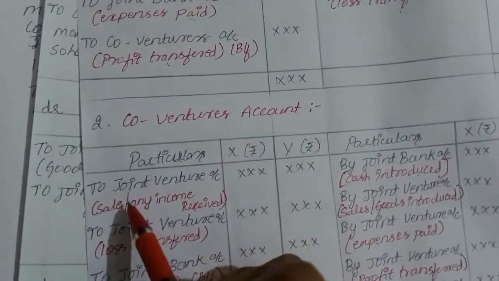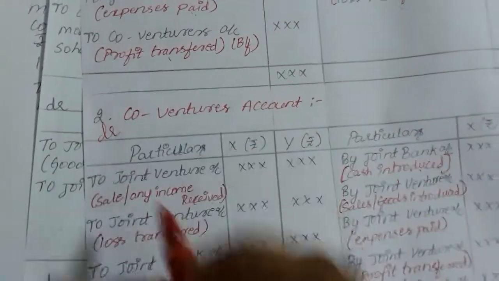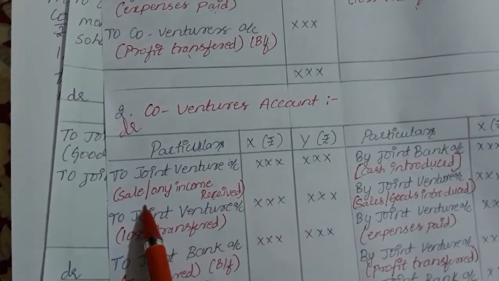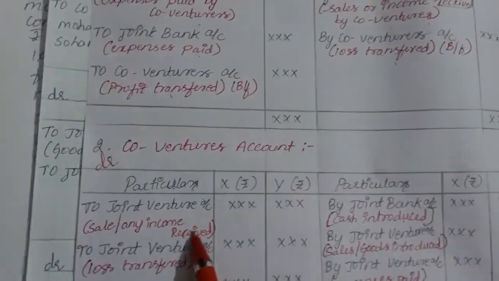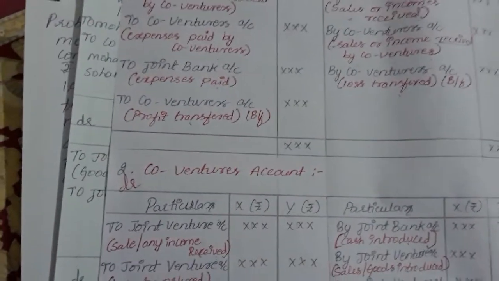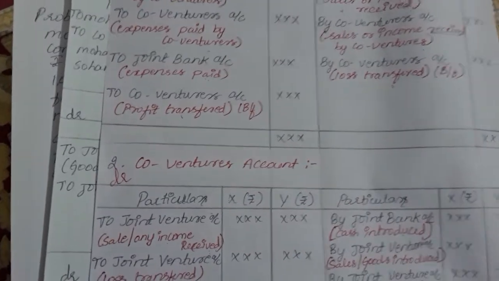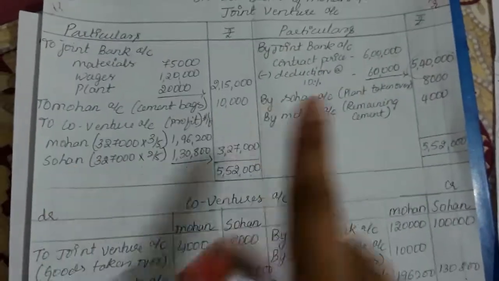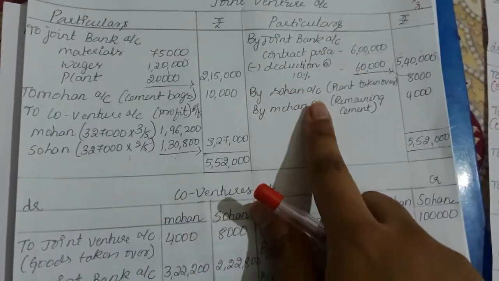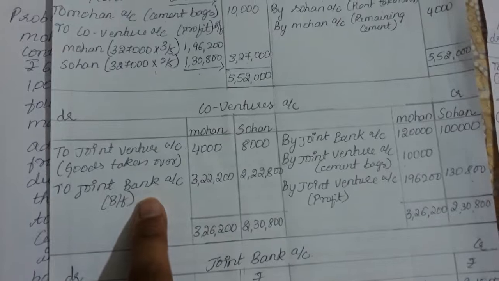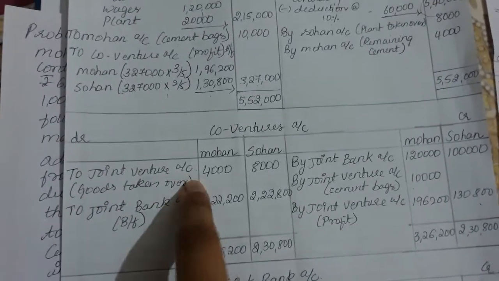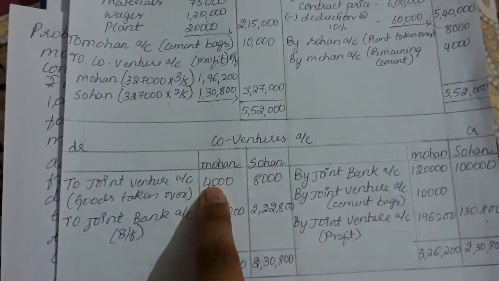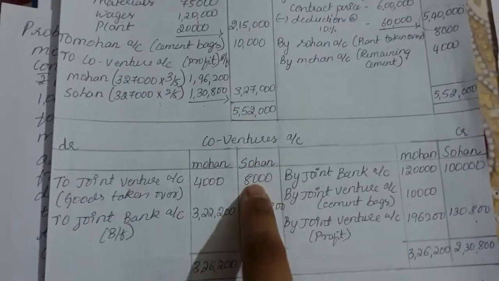So first thing here, on the debit side, what is the first thing we are supposed to record? To joint venture account, sale or income received. What does this mean? Any goods taken over. So if co-venturers, Mohan or Sohan, take over any goods, we are supposed to enter here. First we enter in the co-ventures account credit side, and then in the co-ventures account debit side. So to joint venture account, goods taken over, that is 4,000 by Mohan and 8,000 by Sohan.